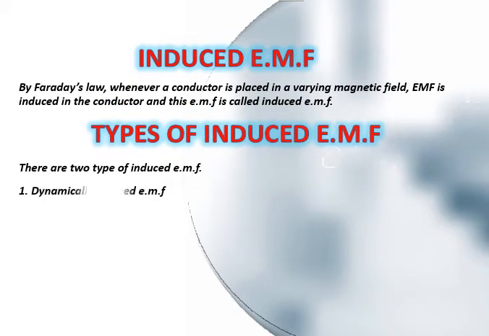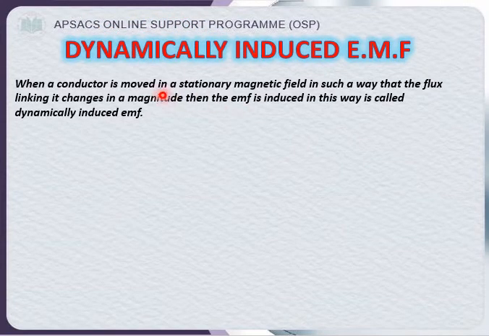There are two types of induced EMF: dynamically induced EMF and statically induced EMF. Dynamically induced EMF: when a conductor is moved in a stationary magnetic field. In the start of this chapter we studied various ways to produce this induced EMF. Either we can move the coil around a stationary magnet, or we can move the magnet around a stationary coil. So basically these are the two kinds of induced EMF.